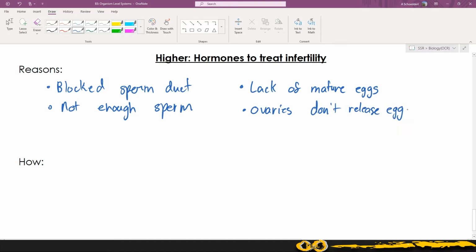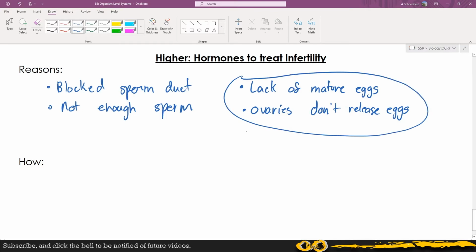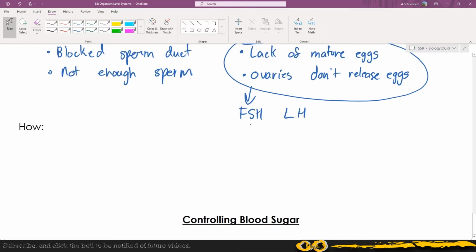And these two can be treated using hormones, and the hormones we're going to use to treat them are FSH and LH. Because FSH is going to allow the ovaries to develop a number of eggs, so you're going to add some FSH injections there, and those will cause many eggs to develop.